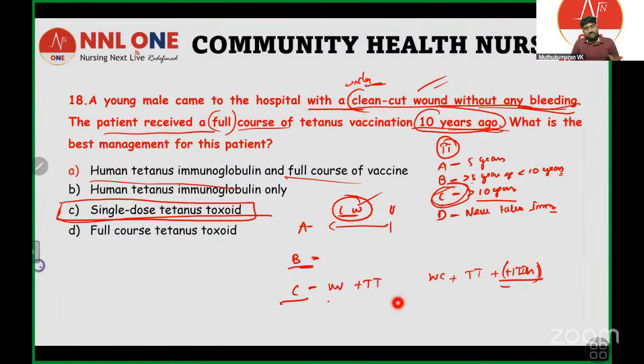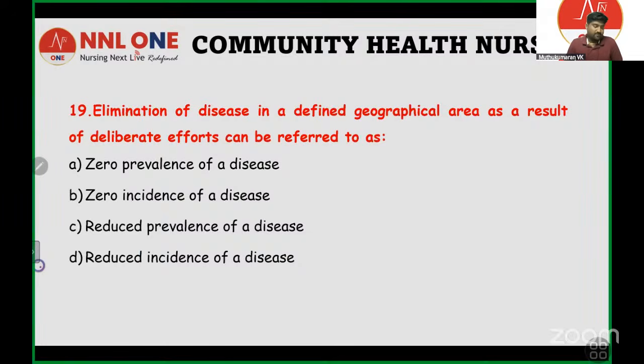Okay. Yes. It is clear. Shall we move on to the next question? Okay. So, what is the elimination of a disease in a defined geographical area as a result of deliberate efforts can be referred to as?